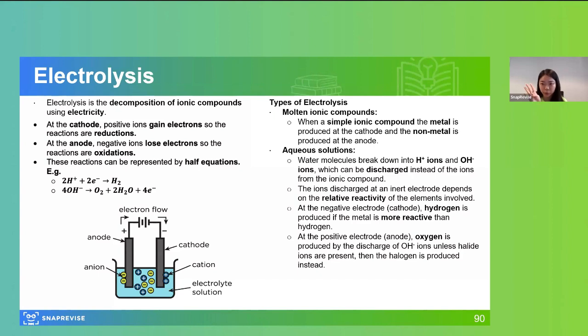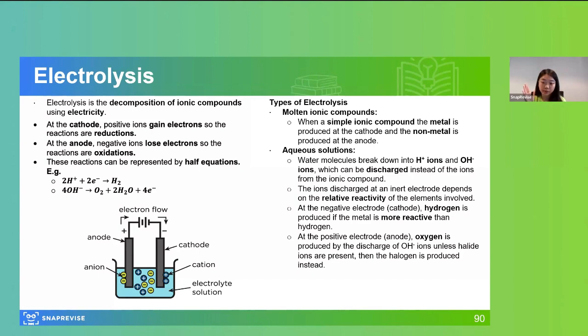you still have H+ and OH- from the water in the aqueous solution. Because the metal is more reactive than the hydrogen, the H+ ions are going to react, and they're going to form H2 instead of the metal. So anything that is below hydrogen in the reactivity series is going to produce the metal. Anything above is just going to produce hydrogen.